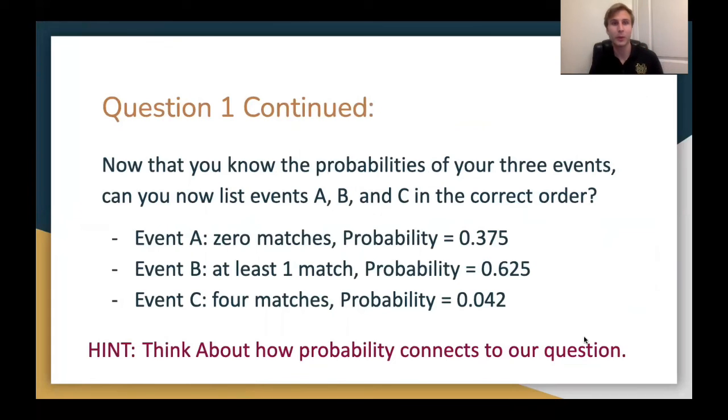And so continuing on that, now that we know the probabilities of our 3 events, can we now list event A, event B, and event C in the correct order from most likely to least likely to happen? And so there we have listed again what event B, A, and C mean and their corresponding probabilities. And so a big hint here that I can give for you all is think about how probability connects to our question and how probability connects to most likely and least likely and the likeliness of something happening.